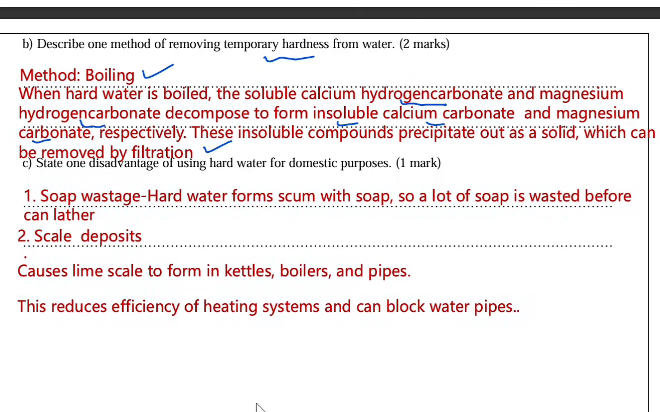State one disadvantage of using hard water for domestic purposes. So we know that hard water does not lather easily with soap. So one disadvantage is soap wastage. Hard water forms scum with soap, so a lot of soap is wasted before it can lather. Also, we have scale deposits. So causes lime scale to form in kettles, boilers, and pipes, which can reduce efficiency of heating systems and also can block water pipes. So these are the disadvantages of using hard water for domestic purposes.